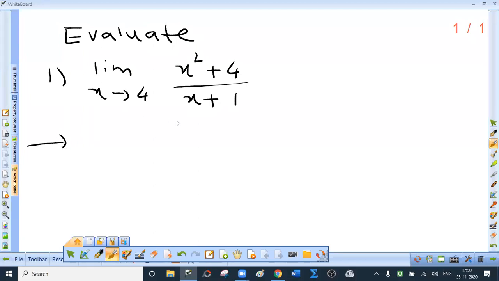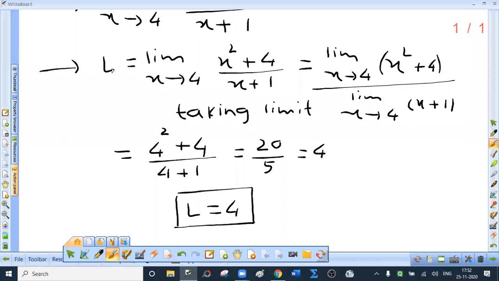First one, limit of (x square plus 4) upon (x plus 1) as x tends to 4. See, every time you have to begin with: let L be the given limit. Now, what is the meaning of this? See, as x approaches 4, we are interested in knowing which number x square plus 4 upon x plus 1 approaches.